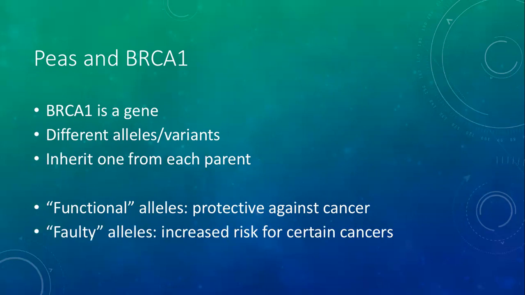But the faulty alleles, which means there are mutations in this gene, in this allele, mean that there is an increased risk for certain cancers. So in particular, breast cancer, ovarian cancer, but also a slightly increased risk for other cancers. And unfortunately, faulty is the dominant, which means if you have one copy of faulty, you have the increased risk.